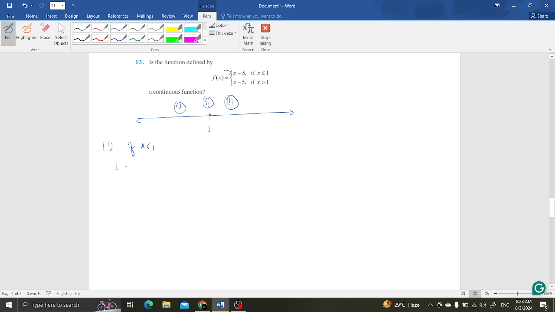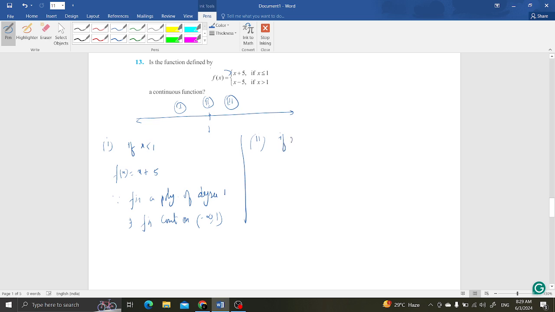We need to find the LHL at any point, or we can say that f of x here is x plus 5. There is no need for the usual method, we can use our result also. f of x is x plus 5 if x is less than 1. Since f is a polynomial of degree 1, f is continuous on minus infinity to 1.